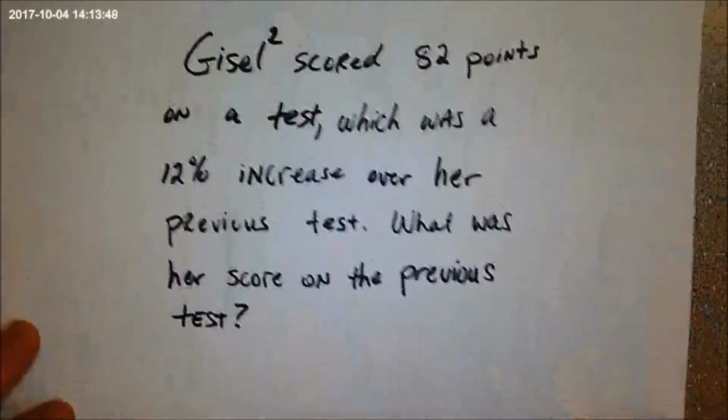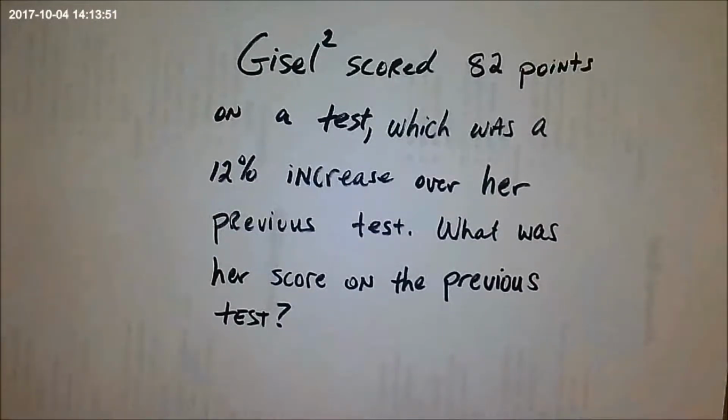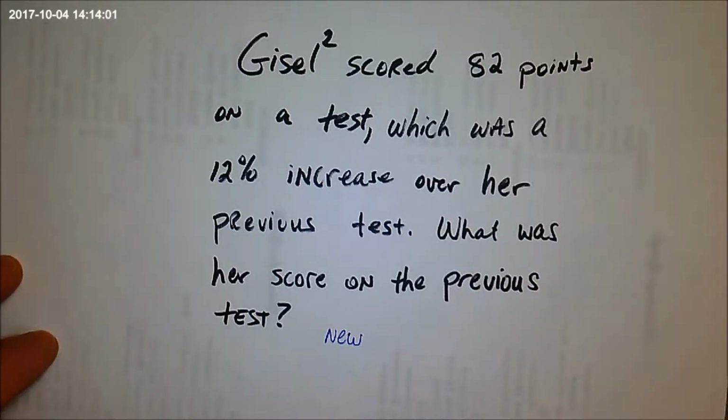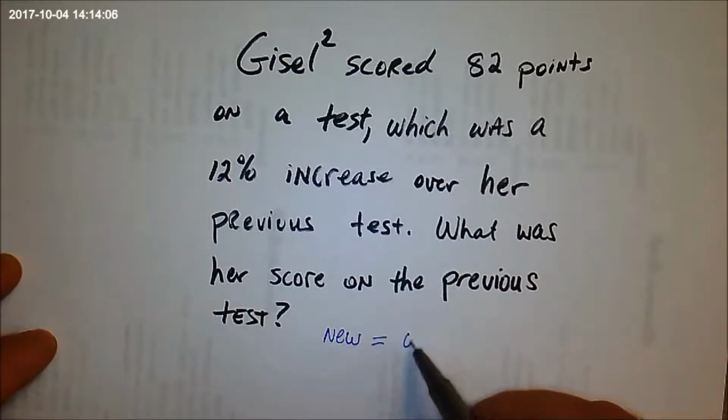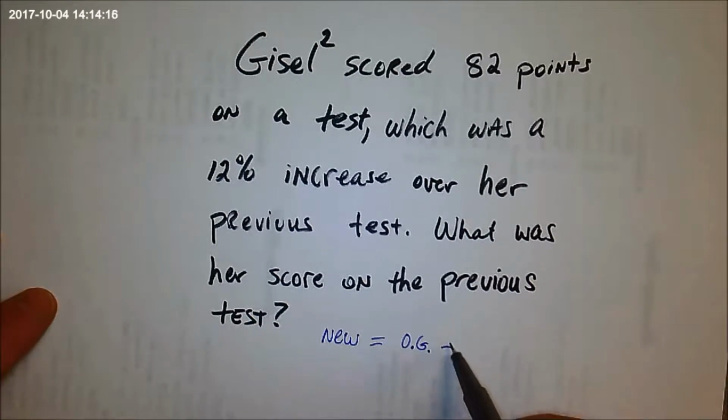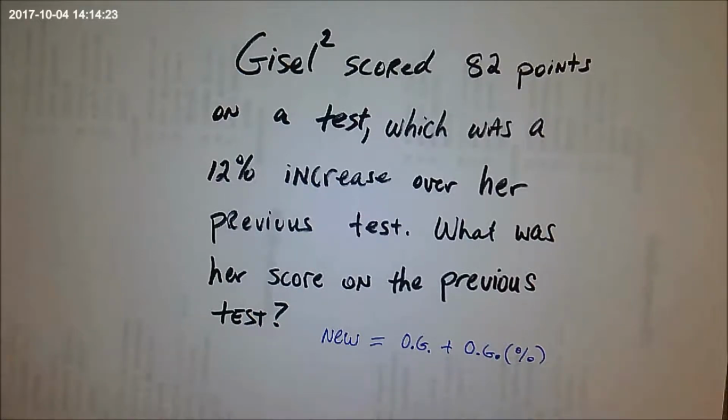Percentages always work this way. Always. This is always the situation, okay? So you always have your new amount. I'm just going to write the word new, okay? And the way you get your new amount, it's equal to, I'm going to write OG for the original. It's always equal to the original, and then plus or minus some percentage of the original. That's how it works always.